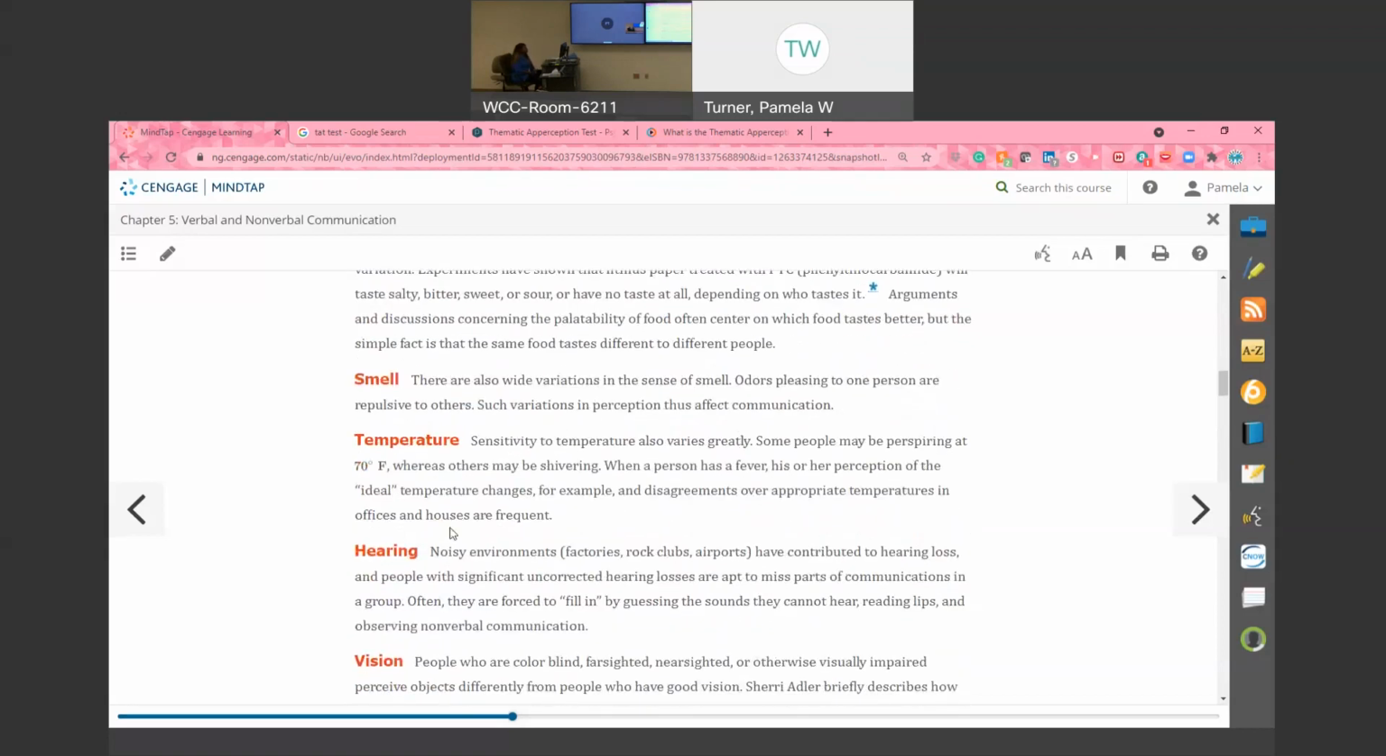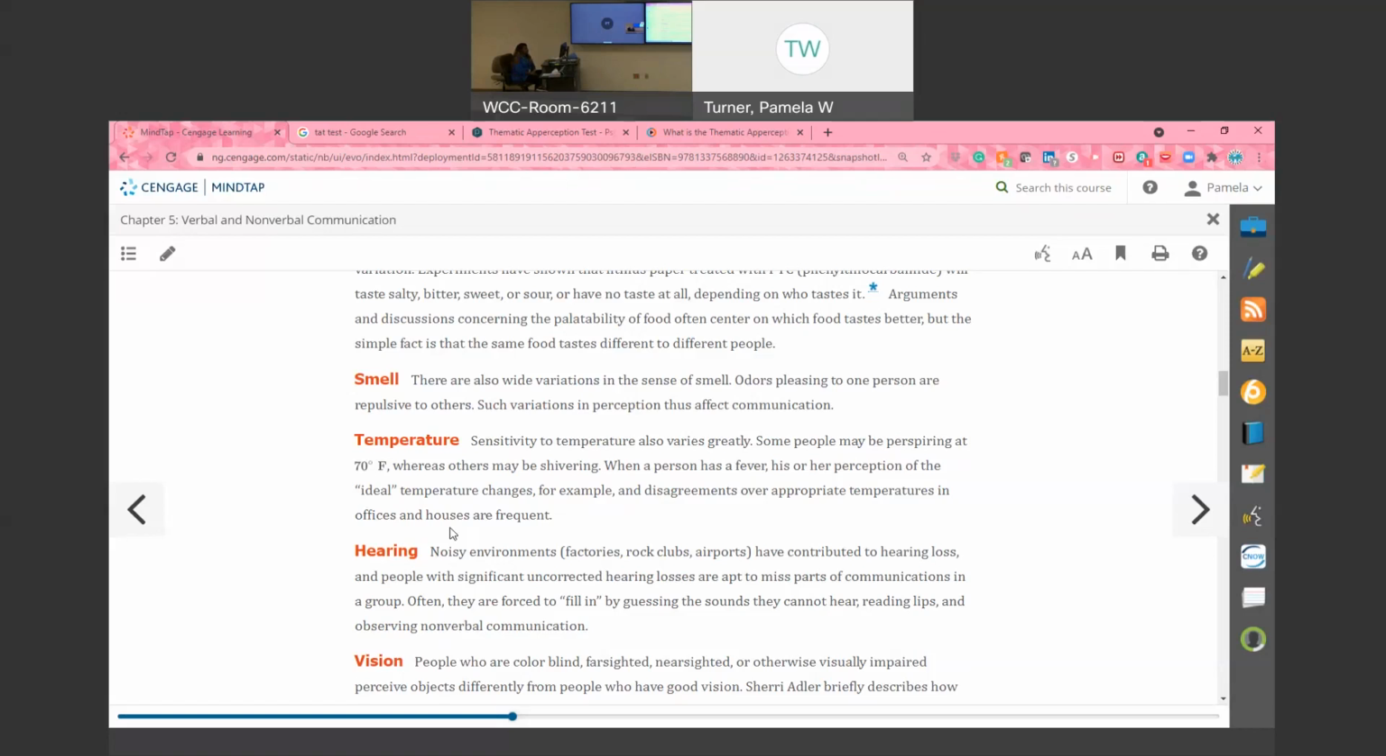Smell, of course. Okay, so pleasant odors. You recognize that smell. Again, it's perception to others. So, well, I think my perfume smells good. Someone else may think, oh my gosh, Pam stinks. Right? But neither is right. That's just your interpretation of it.